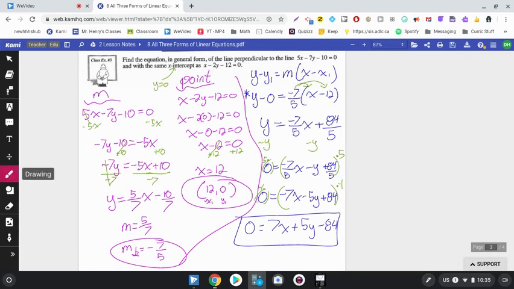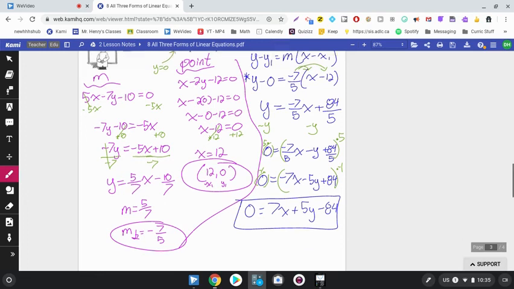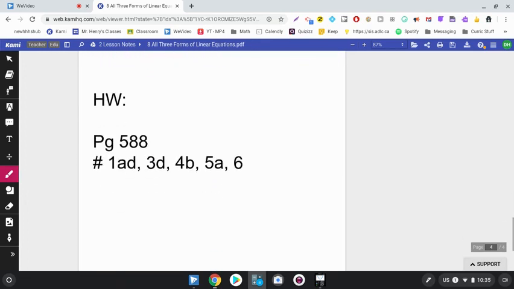And that's it. My 3 equations, putting them all together and finding the equation of the line. Got some homework questions where really it's, okay, what information is going to allow me to find my slope? What information is going to allow me to have a point? And then plugging that in to a formula. And that's it. So 180, 3D, 4B, 5A, and 6 is your homework.